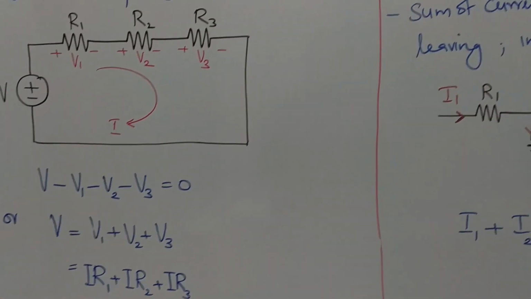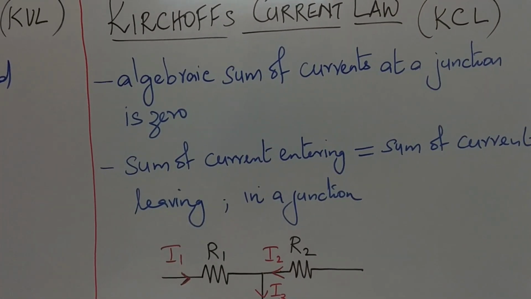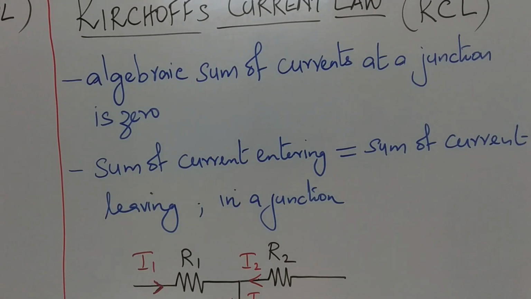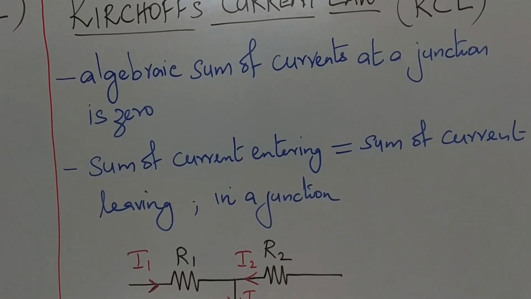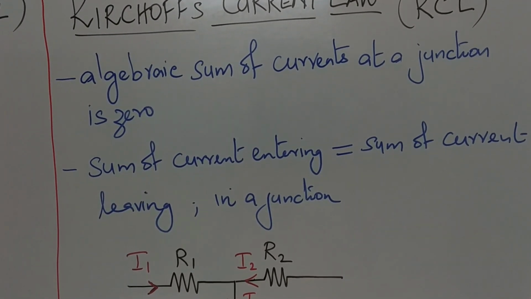Now we will see Kirchhoff's current law. Kirchhoff's current law states that the algebraic sum of current at any junction is 0. That is, when you consider a node, the sum of current entering will be equal to sum of current leaving.